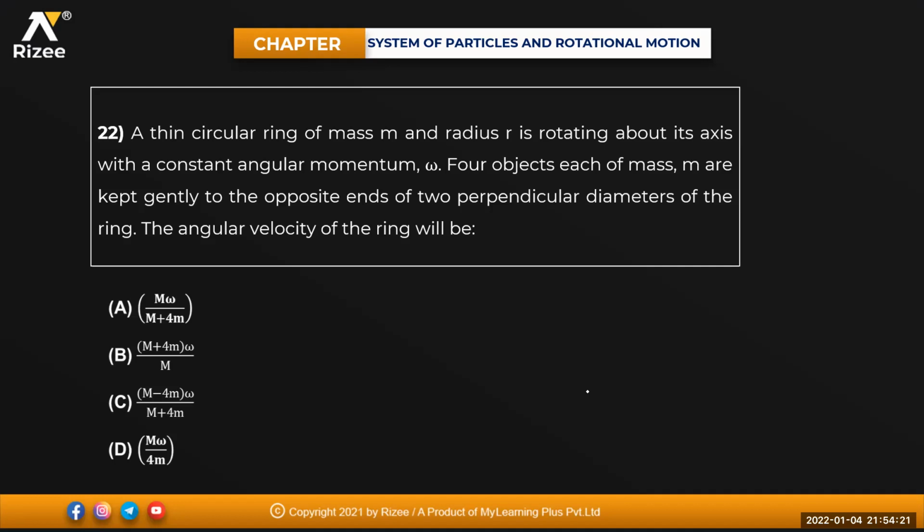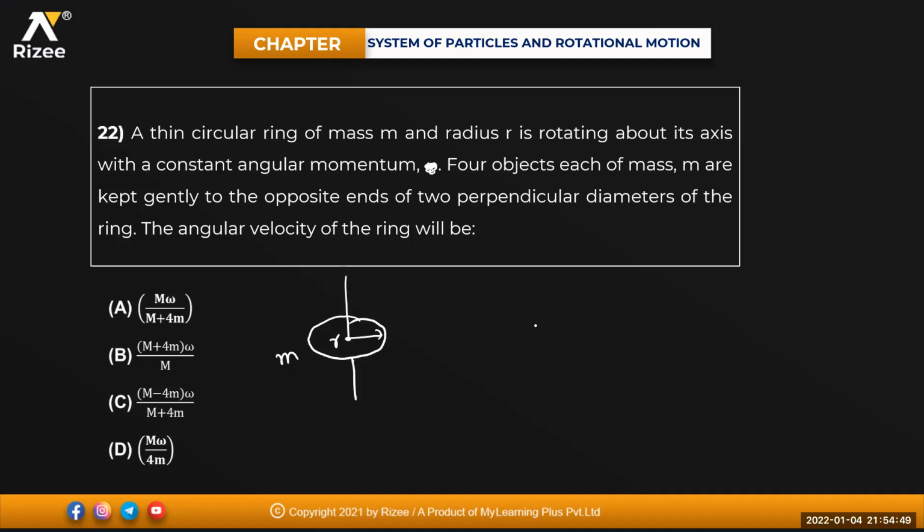A thin circular ring of mass m. Okay, this is a thin circular ring of mass m and radius r, rotating about its axis with constant angular momentum. Okay, constant angular momentum. 4 objects, each of mass m, are kept gently on the opposite ends of two perpendicular diameters of the ring.